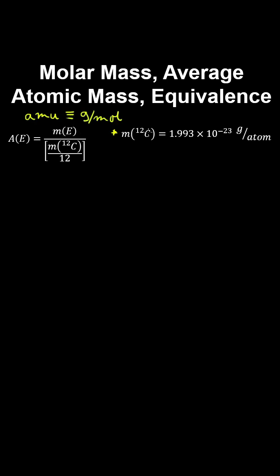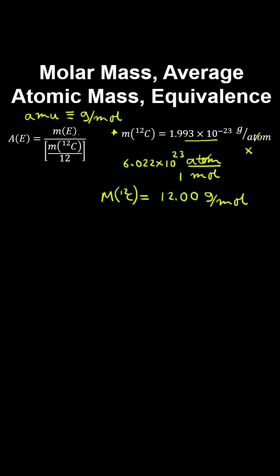So the mass of the carbon-12 isotope can be obtained using mass spectrometry, and then to convert it into a molar mass, we use Avogadro's number. 1 mole is equal to the following number of atoms. And if you do this calculation, it'll give you the molar mass of the carbon-12 isotope.